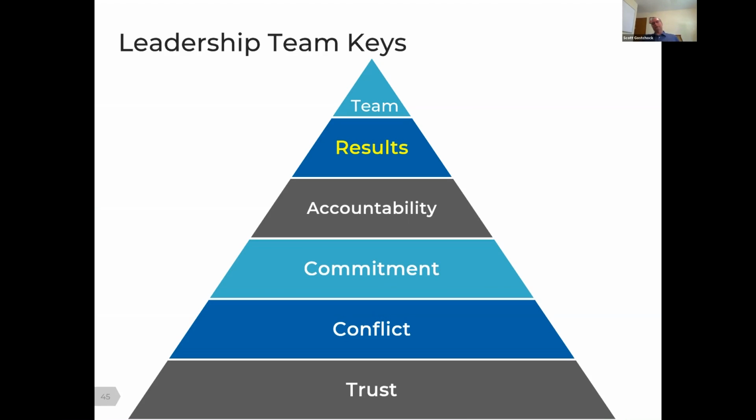So here we go. We're getting to the last level of the pyramid. So we have the base level of trust. Once we have vulnerability-based trust, we can have positive conflict centered around mission, vision, values, ideas, and issues, MV squared plus I squared, leading to true commitment. Then to the highest form of praise, accountability, to get us to team results.